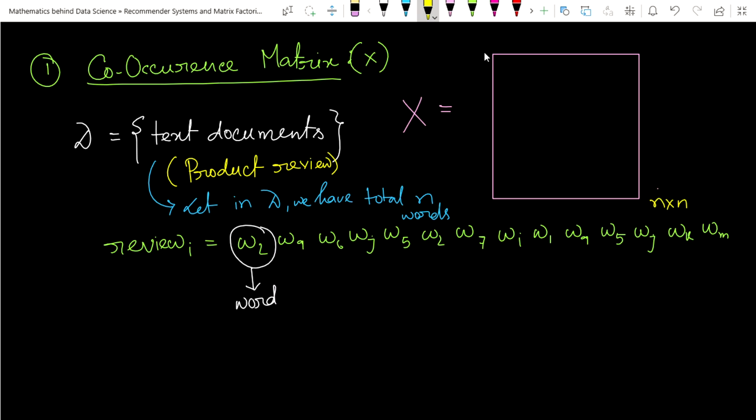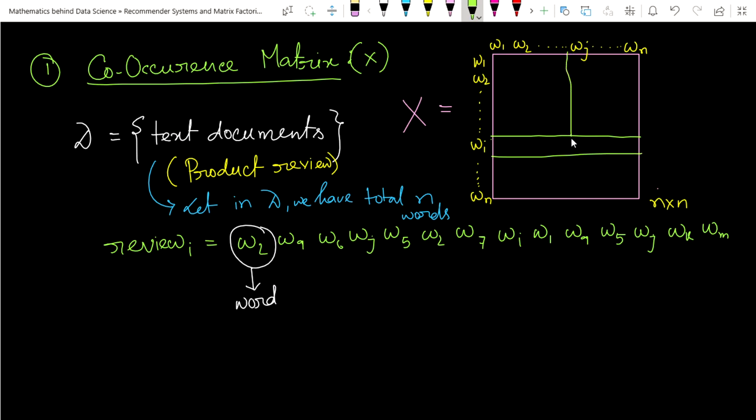Each column and each row is responsible for one word: W1, W2, and so on, somewhere Wi, up to Wn, word n. Similarly here also, somewhere it is Wj. The common element here, we call it small xij, an element of X.